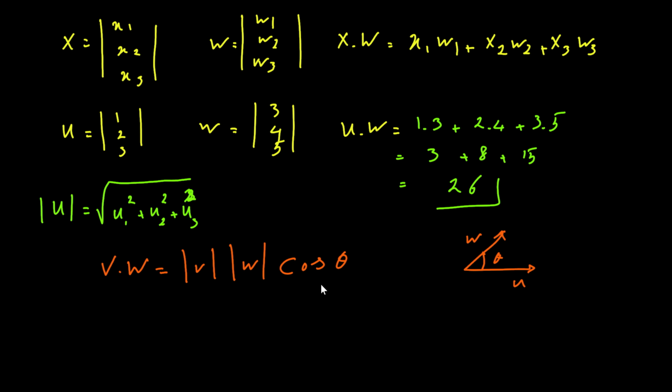We normally use this formula to get the cosine of theta. So the cosine of theta from that is going to be v dot w divided by the magnitudes multiplied by each other. And that is the angle theorem. That is the angle between the two vectors, and that's how we solve for the angle.